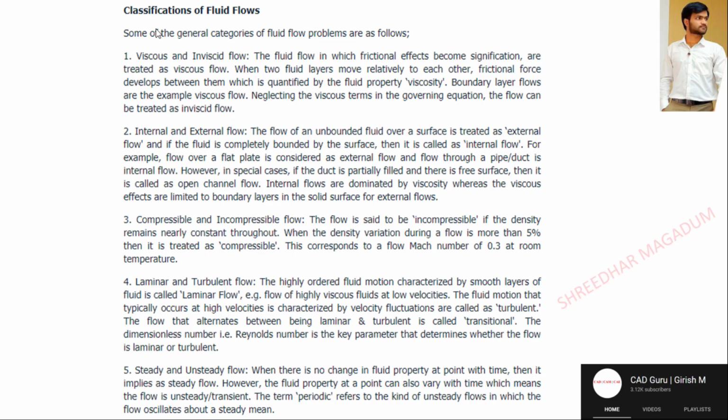Steady and unsteady flow: in steady flow, there shouldn't be any change in the fluid properties at any point in time. That implies steady flow. Unsteady means the flow properties will change with respect to time. Remember that.